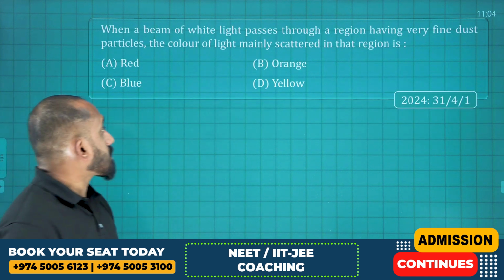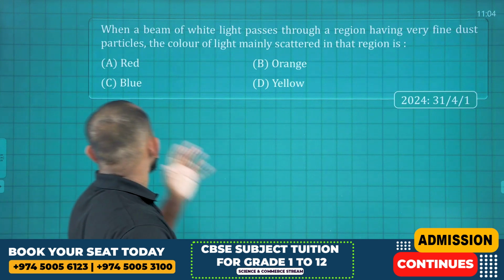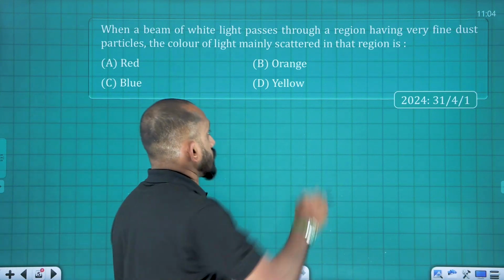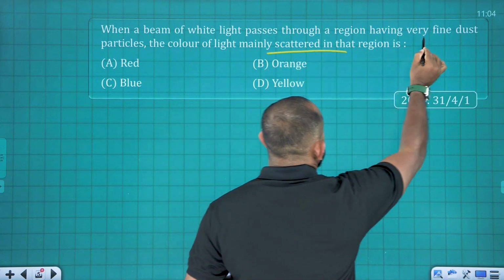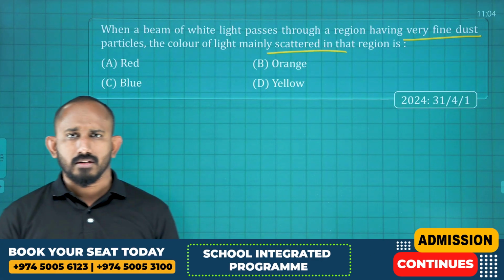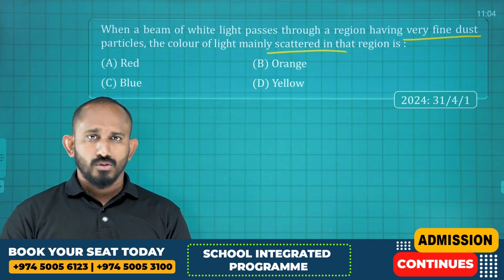When a beam of white light passes through a region having very fine dust particles, the color of light mainly scattered in that region is, so this is regarding scattering. Very fine, very small dust particles are there. Then when light rays pass through it, scattering takes place. You know what scattering is?